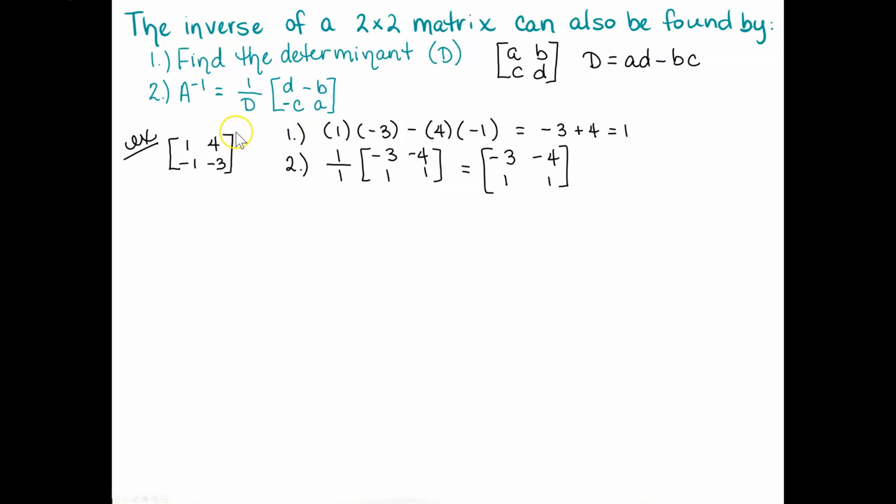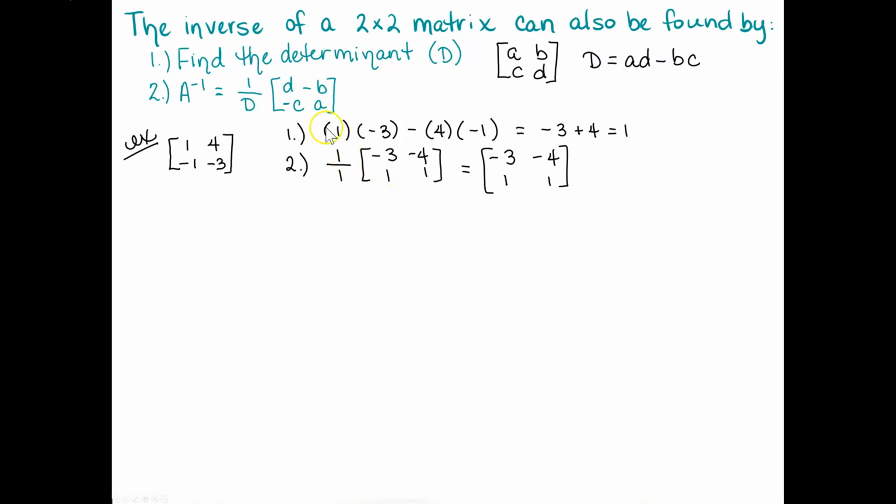So look at our matrix. For our matrix, we're going to switch the 1 and the negative 3. So there it is right there. We switched 1 and negative 3. We're going to leave negative 1 and 4 where they are. We're just going to change their signs. So negative 1 becomes positive, and positive 4 becomes negative. So there's our jumbled matrix.